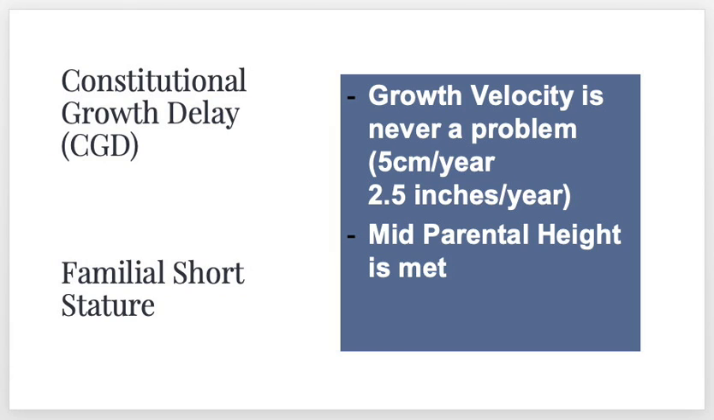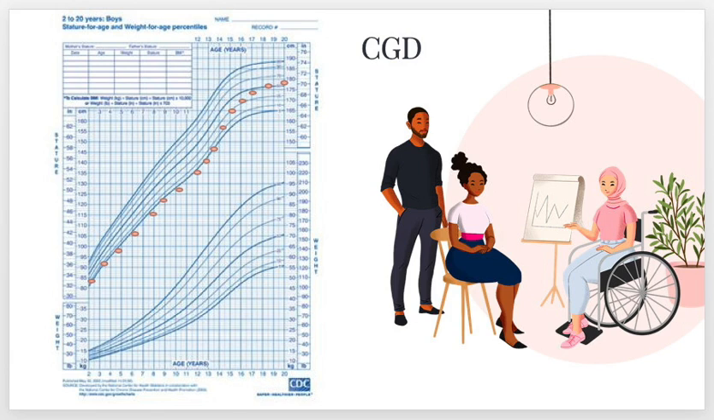Now, for constitutional growth delay as well as familial short stature, growth velocity is never a problem. That means that the kid is going to be able to meet around 5 centimeters in a year, or 2.5 inches in a year. And the mid-parental height is always met. I'm going to give you examples right now.